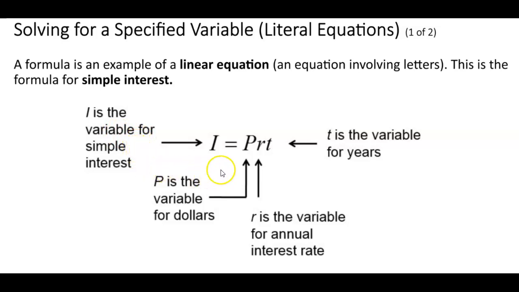simple interest, P is the variable for dollars, R is the variable for annual interest rate, and T is the variable for years.